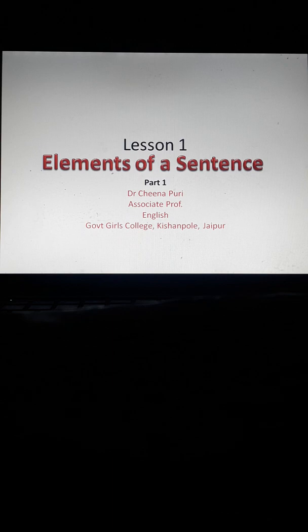Today's lecture is a beginner's lesson on elements of a sentence. Grammar of any language is just like mathematics, as it demands regular revision in order to grasp the rules. It is more so with the English language, as it has more exceptions to the rules. Today's lecture is on understanding the different elements of a sentence.